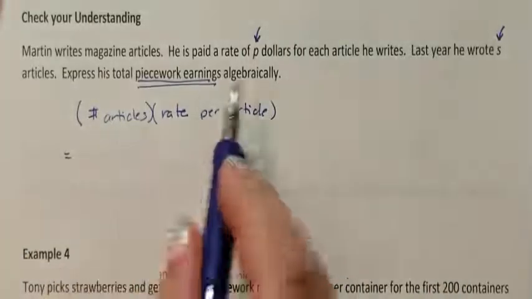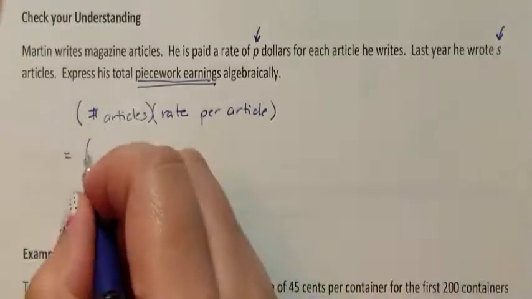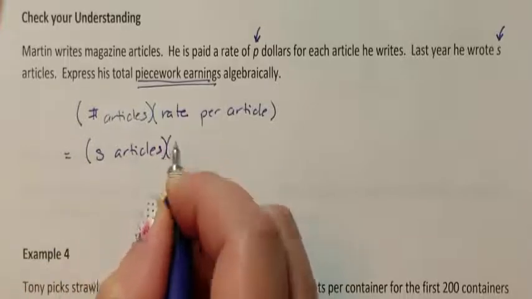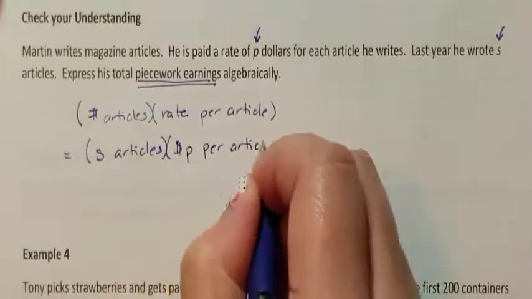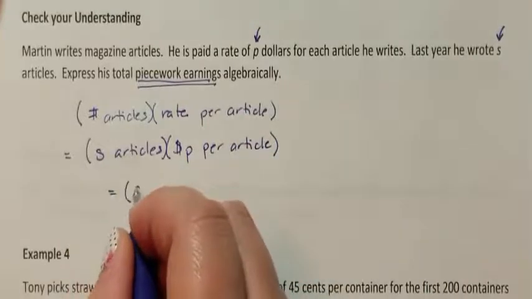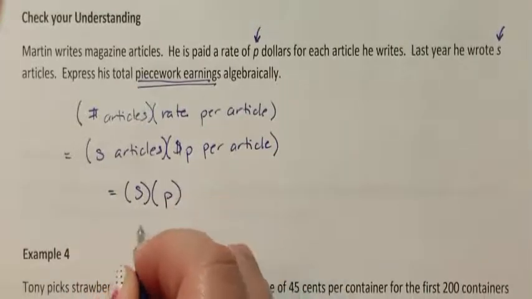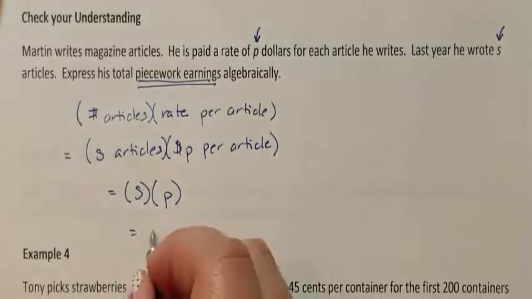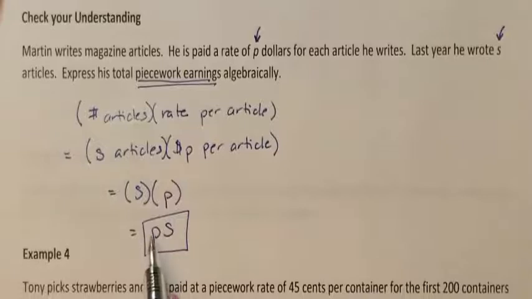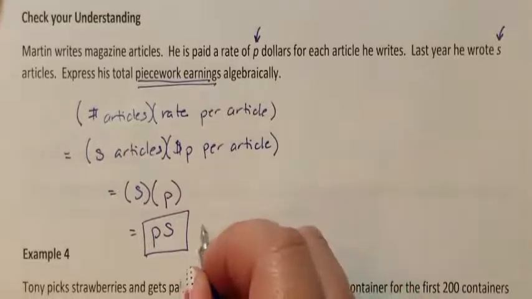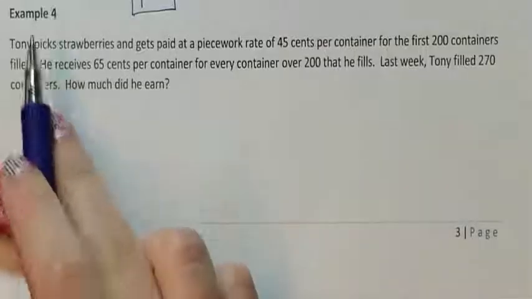So how many articles? It said that he wrote S articles, and for every single one of those S articles, he made P dollars. So we have S being multiplied by P. What is S times P? It is PS, because it has to be in alphabetical order. And what does this represent? This is his earnings.